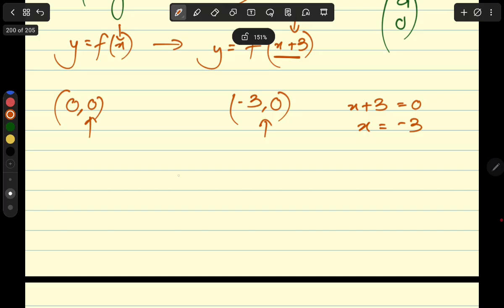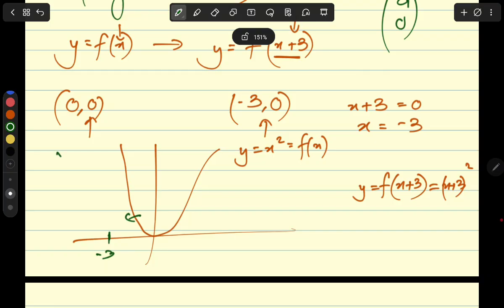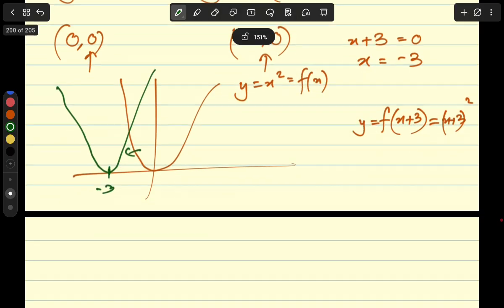So let's say this was your original function y equals x squared, and this was f of x. Now if you have to make a graph of f of x plus 3, this is going to become x plus 3 whole squared. So now this graph is going to move 3 units to the left at minus 3, and we are going to draw this graph like this. Therefore x is going to be equal to negative 3. The point moved left, right? Now the rule is that, and vice versa.